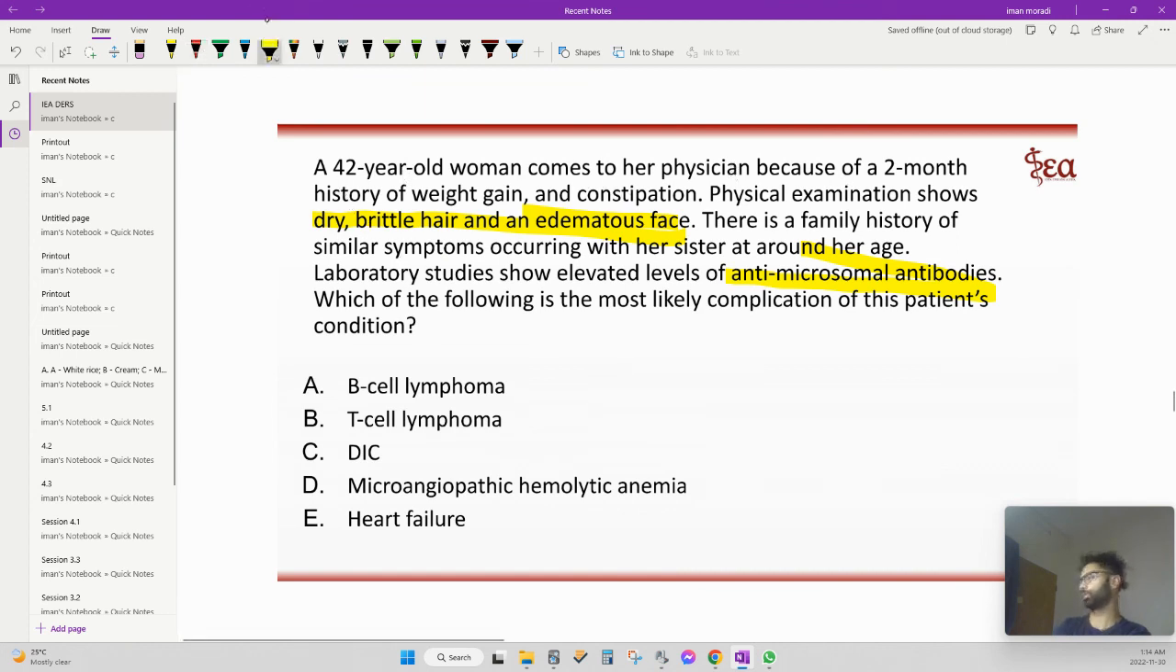42-year-old, some weight gain, some constipation, brittle hair, edematous face, hypothyroidism of some sort. The sister has had some similar symptoms.